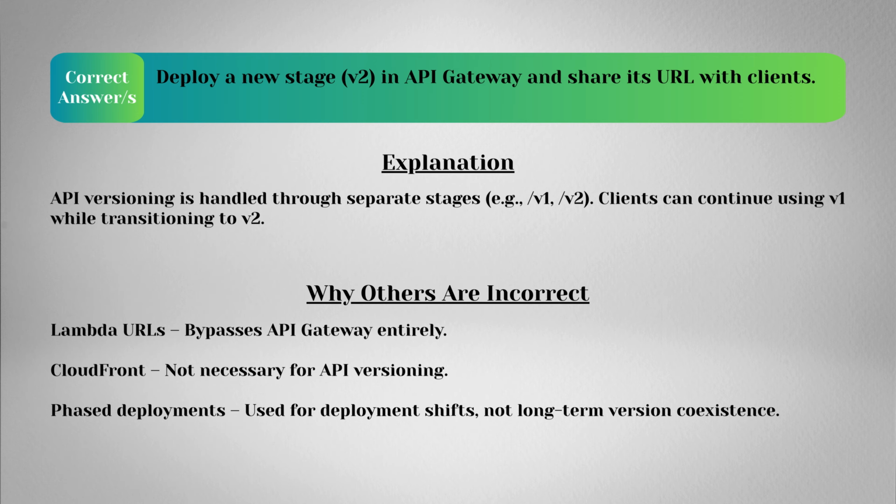Why others are incorrect. Lambda URLs: bypasses API Gateway entirely. CloudFront: not necessary for API versioning. Phased deployments: used for deployment shifts, not long-term version coexistence.